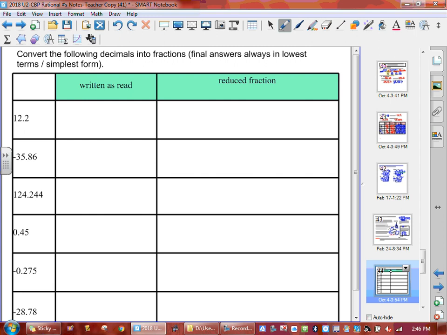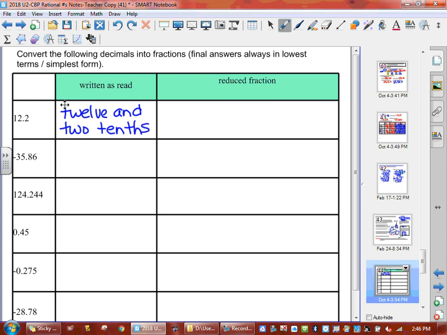Okay, 12.2. What is the word we use for decimal in math? Do you remember? Point. And. We use the word and. So this would be 12 and 2 tenths. So now we're going to write that, and then we're going to put it into a reduced fraction. So 12 and 2 over 10.